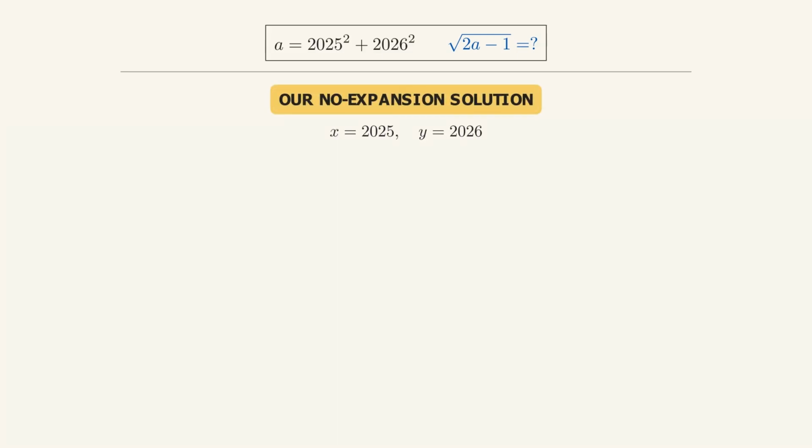Here's a much cleaner way using symmetry. Let x equal 2025 and y equal 2026, so a is just x squared plus y squared. Looking at 2a minus 1, we have two sets of x squared plus y squared. To form perfect square identities without expanding anything, here is the key move: we add and subtract 2xy.